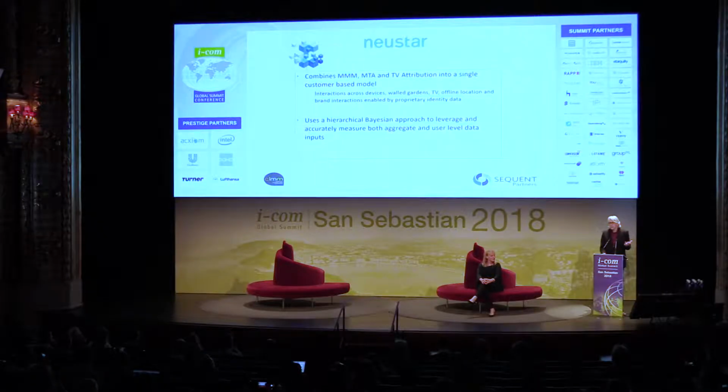that can plug into programmatic and things like that. Newstar has some similarities and some differences. Newstar combines their mix, MTA, and their TV attribution capabilities into a single customer-based model, and a key to that is their proprietary identity data. They have to be able to knit all the data for those people together and represent many facets of the same person. They use a hierarchical Bayesian approach, so that model operates on a couple of different levels, so that they can look at things at a market level and a consumer level within an integrated model that comes up with one answer. Usually a handy thing.